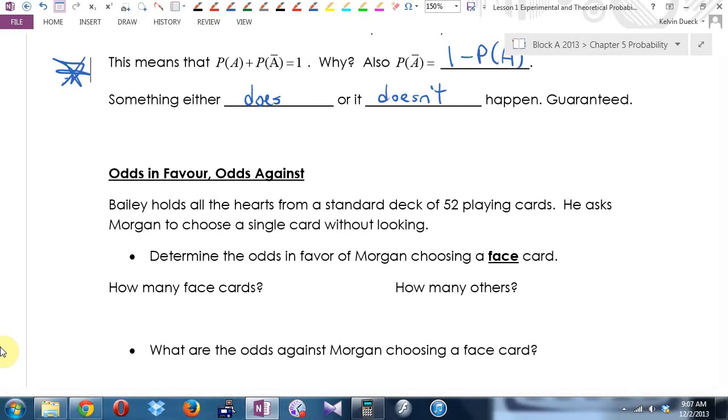Foster is going to pick a card for us. Okay, put it down. We would like to find the odds of Foster picking a face card. First of all, what do I mean by a face card? What are they? Okay, Jack, Queen, King. How many Jack, Queen, Kings are there in the deck? 12. Okay. So how many face cards? 12. How many others? 40.